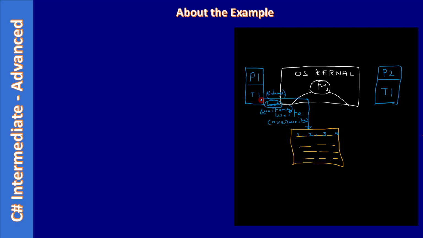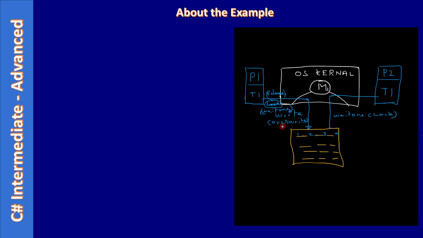We will create process 1 and we will start writing into the file. Then we will create one more process P2, and it will also have a thread. It accesses the Mutex M1, then uses WaitOne to perform the lock. When thread T1 is already writing the content, that means it has already acquired the lock, and thread T1 in process P2 will wait.